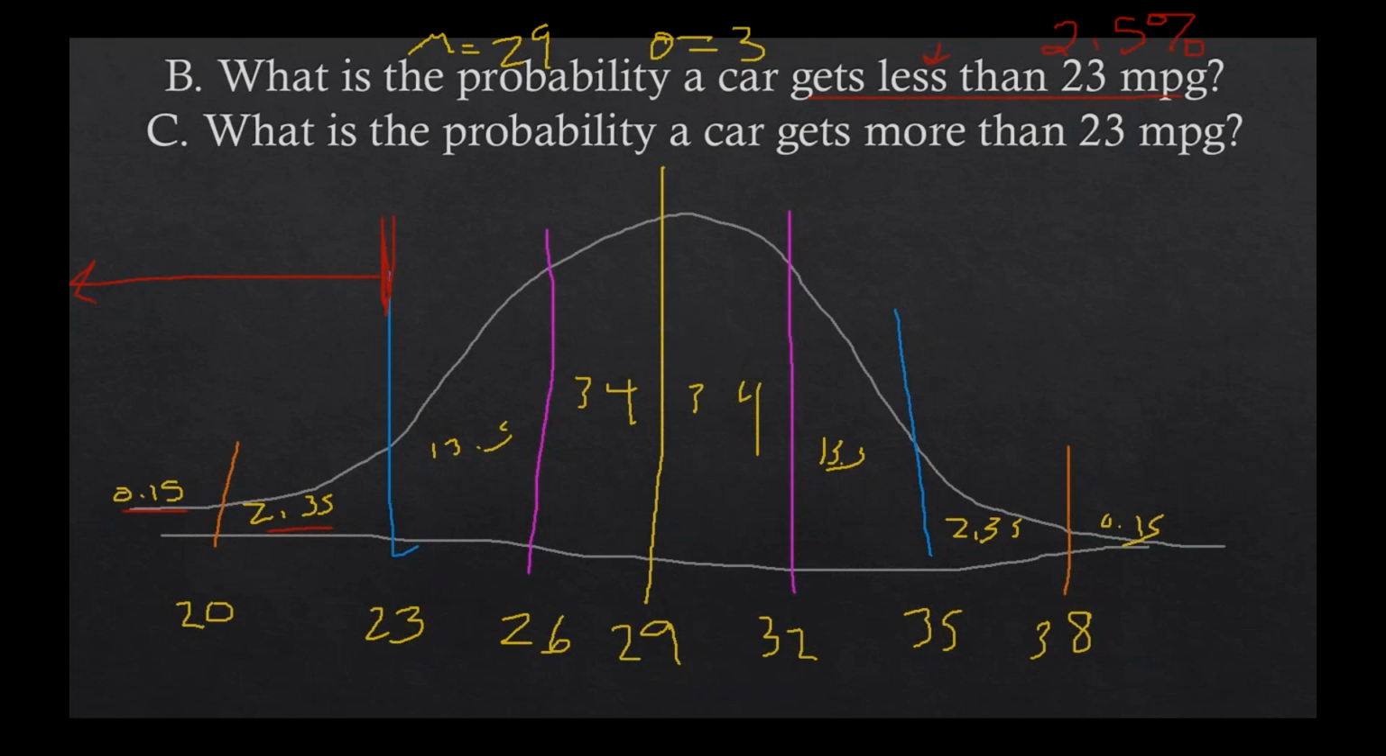All right, then we go to letter C. What's the probability the car gets more than 23? Well, more than means we're going to the right. So you're still at this starting point because we're still talking 23 miles per gallon, but now we're going to the right. There are two ways you can find this. What's one?